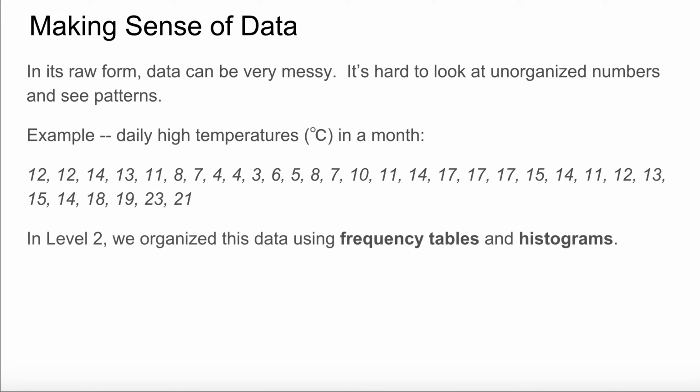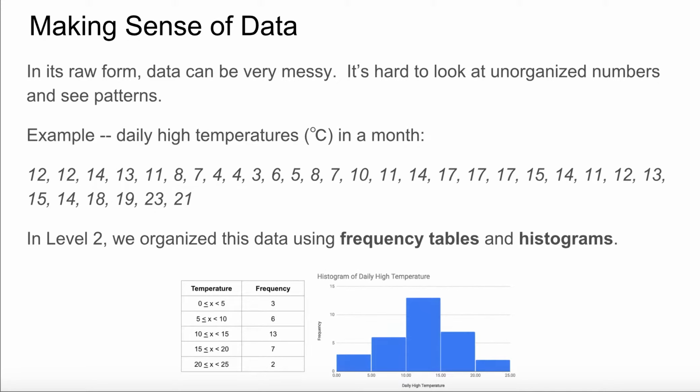In level 2, we made sense of the data, or we organized it, with frequency tables and histograms. And that looks like here, right? We divided the data into classes. We found the frequency, how often they occurred, and then we put them into histograms, or graphical representations of that data. And you have done this now for your own data from the World Bank.